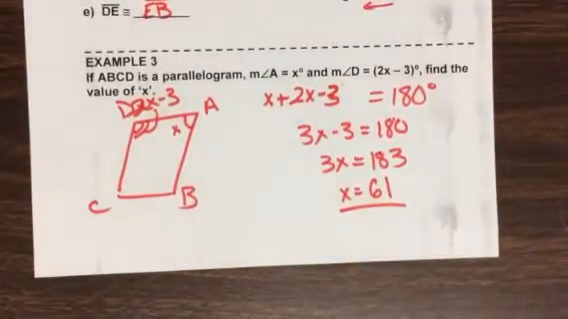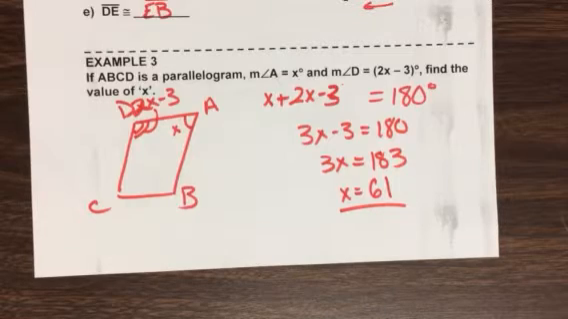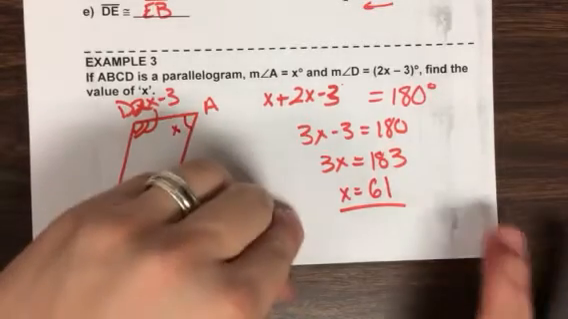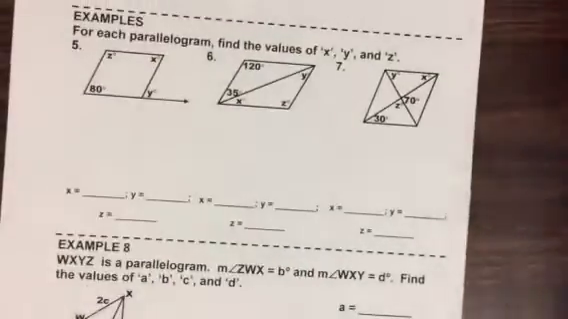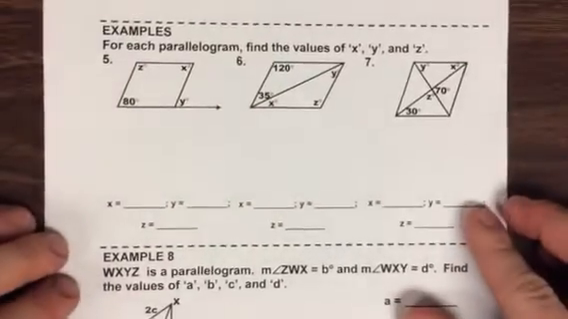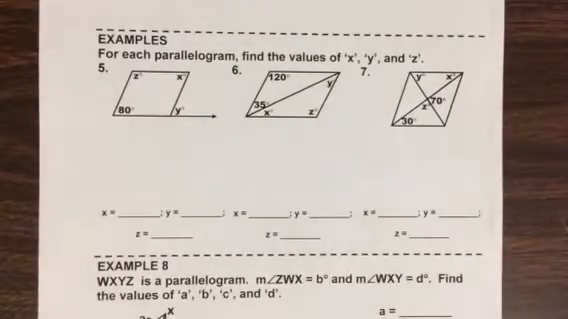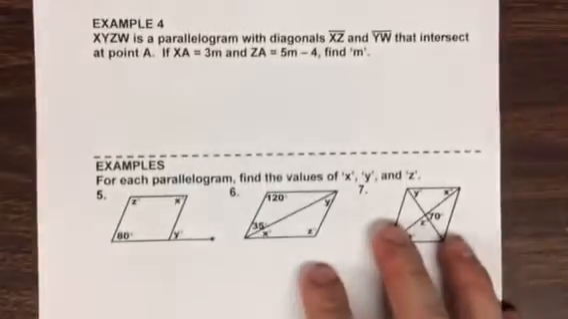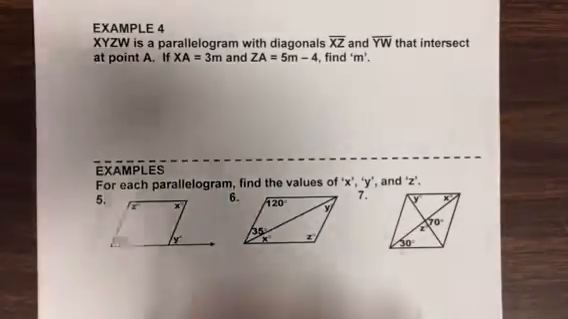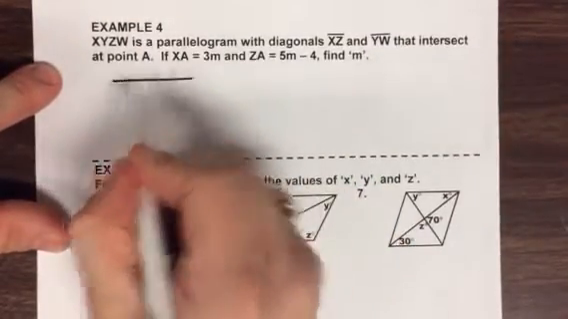So just like that, we took advantage of what we knew about our angles, and we were able to solve for x, find a missing value. Flip the page, looking on to the next page, we're going to put some more pieces to use here. So right now, looking at example number 4, we've got a parallelogram.